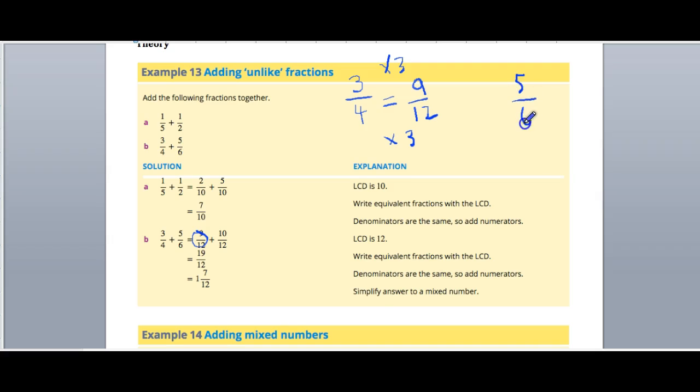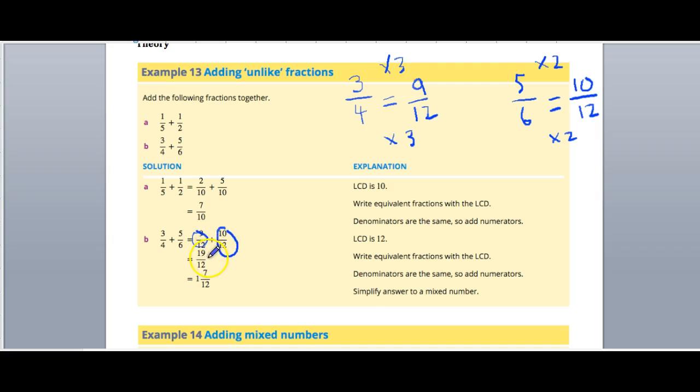5/6 is your other fraction. Okay, so that is also over 12. What did we do to the 6? We multiplied it by 2. So we do the same to the numerator, which gives that 10. So you can see 9/12 and 10/12. And that gives you, remember, 9/12 plus 10/12.